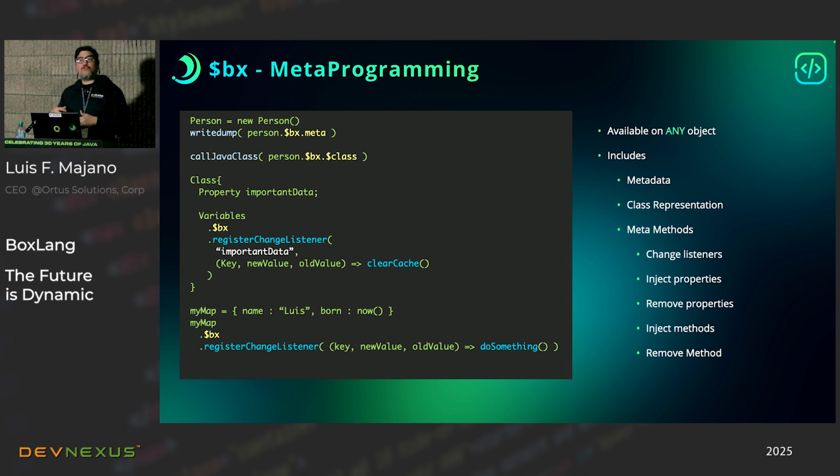You can actually do change listeners. So imagine if you wanted to register a change listener, like here on the variable scope, that every time there is a change on that scope, I want to listen to it. You can very easily do that. So you can create listeners for any map, for any query, for any array, for any object. Okay? You can remove properties, you can inject properties, you can inject methods, you can remove methods, etc. So as a framework developer, if you're a library developer or you're wanting to do things dynamically at runtime, you can do it very easily with this API.